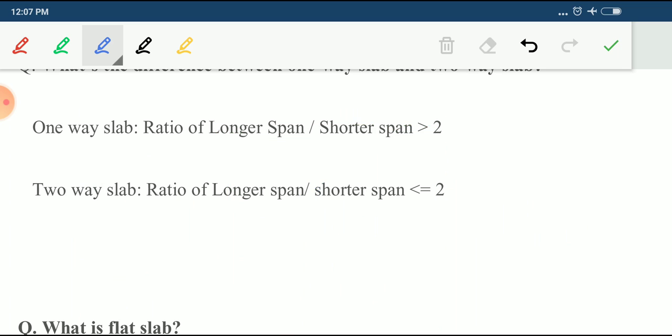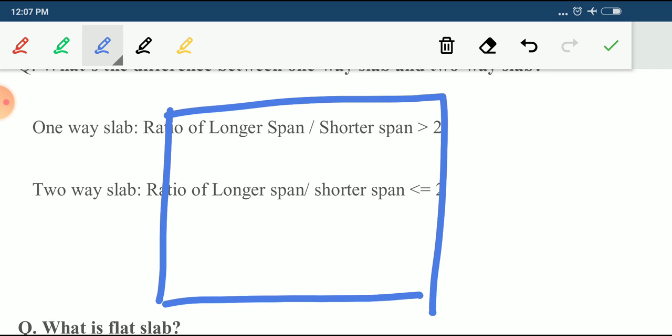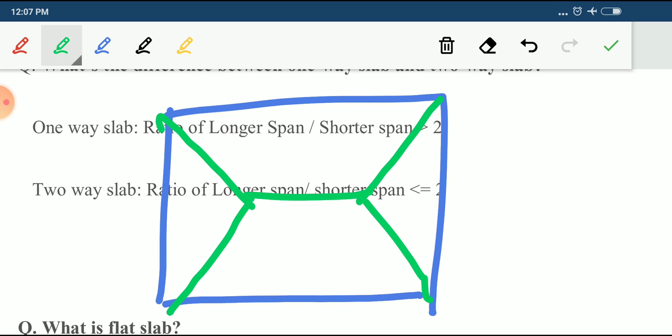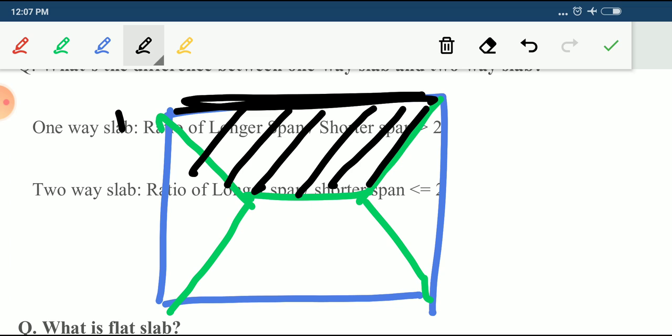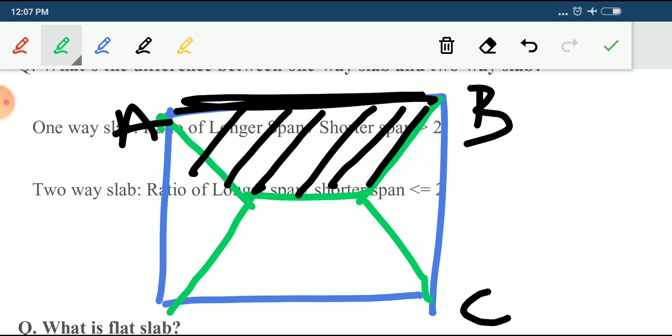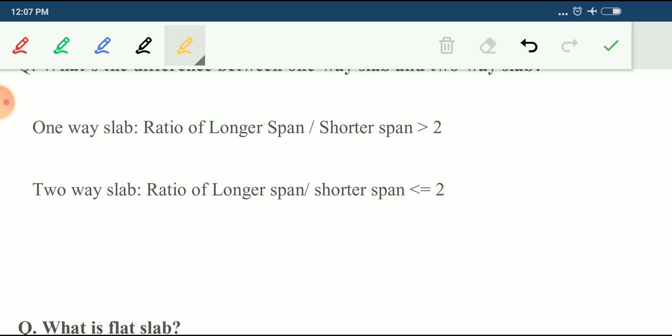Okay, and one more point you have to remember, if it is two-way slab, how does the load distribution take place? Say for this beam AB, the trapezoidal load will transfer to this beam. Same thing if you go for the BC beam, the triangular load will transfer to this beam, and accordingly you have to design this beam. Okay, this is the difference between one-way slab and two-way slab.